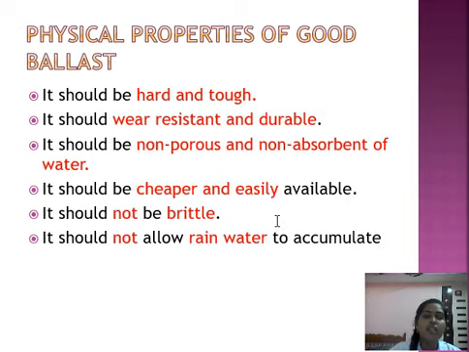Then, what are the physical properties of good ballast? This ballast should be hard and tough, and it should be wear resistant as well as durable, and it should be non-porous. It should not allow water to pass through it. That is porosity. It should not absorb water. It should be cheaper and easily available. It should not be brittle. It should not allow rainwater to accumulate. These are the properties of good ballast.